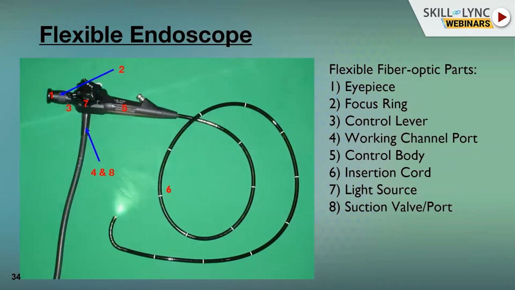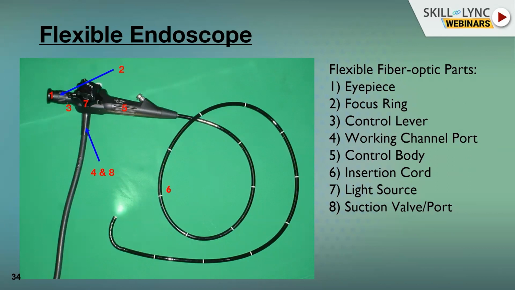Then in the flexible endoscope you have different types of parts. The first one you can see here is the eyepiece, which is connected to the camera. The second one is the focus ring. In order to focus the light so that you can see the image properly, you have a focus ring. Then you have something called a control lever. The control lever is to control the light, since in some places you don't need much light. If you have dim light also, you can see things clearly. So in order to control the light, you have the control lever.